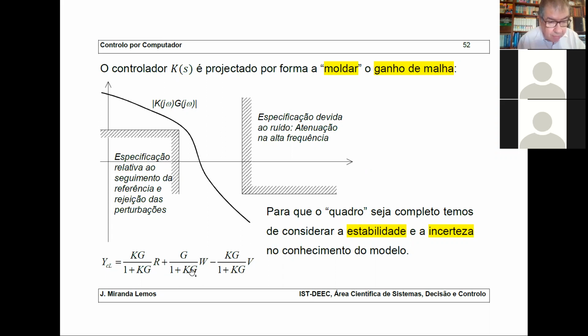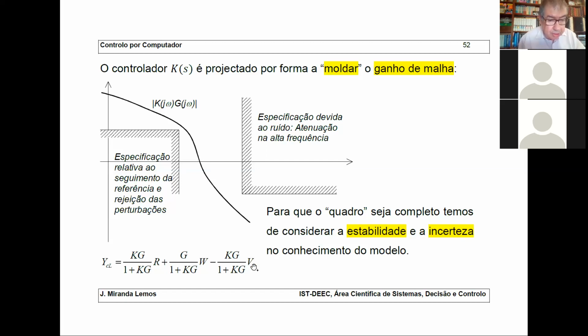Now, if you want to reject the disturbance, you want KG to be big, because if KG is big, then G divided by 1 plus KG is approximately 1 divided by K. K is big, so this is approximately 0. So up to now, we have KG big ensures tracking the reference and rejecting the disturbance.